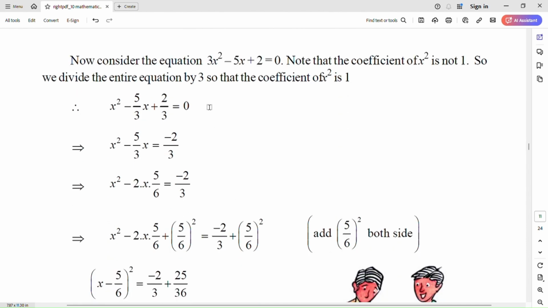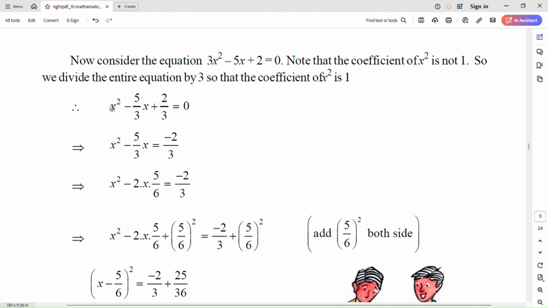Now consider the equation 3x square minus 5x plus 2 equal to 0. Note that the coefficient of x square is not 1 here. So we divide the entire equation by 3 so that the coefficient of x square is 1. So how do you make it a perfect square? This is how we will make it.